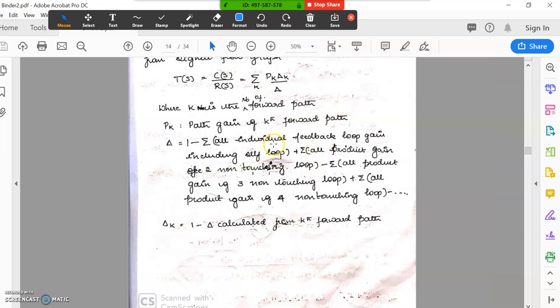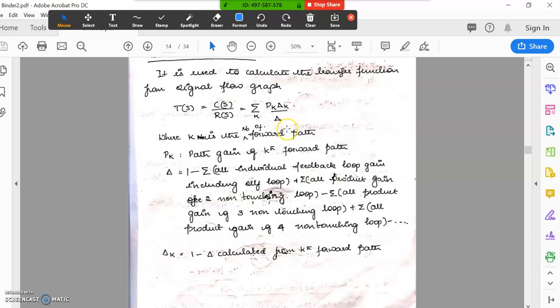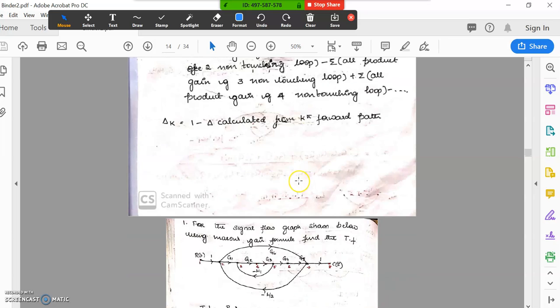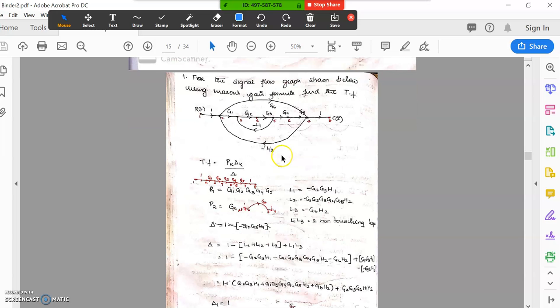Please write this down. This equation is very important. Anyway, I'll be sharing the PDF also, so if you cannot write it down now, write it down from the PDF. Let us go to the first problem now.